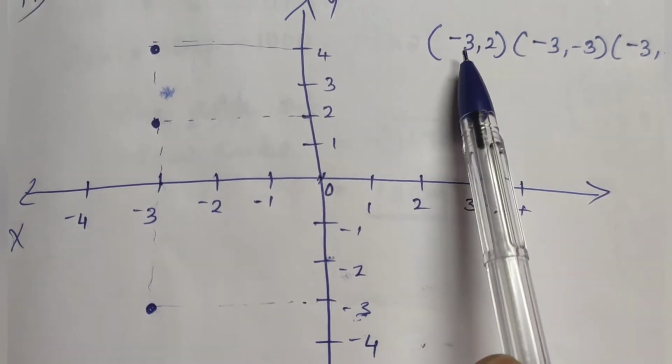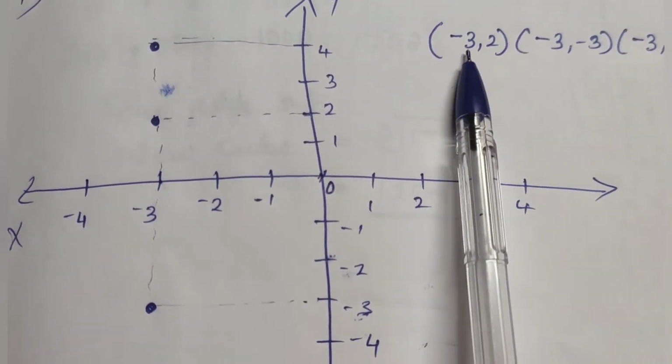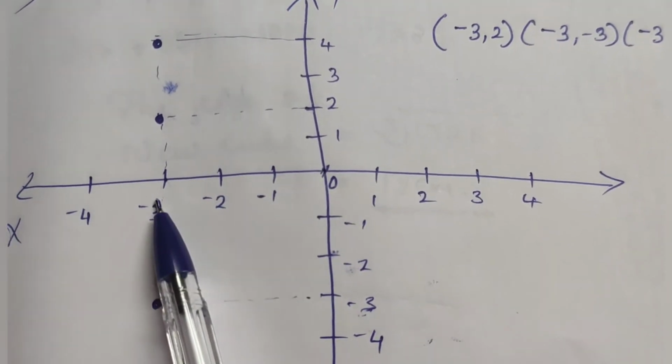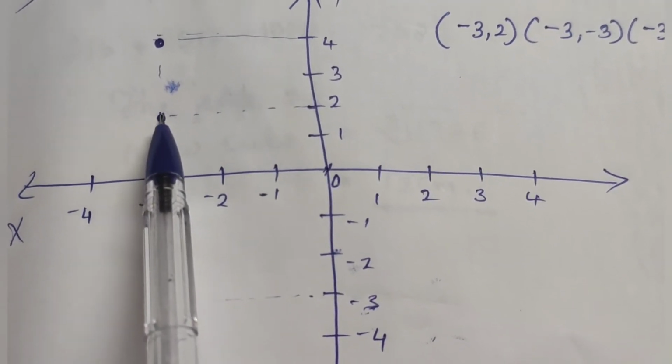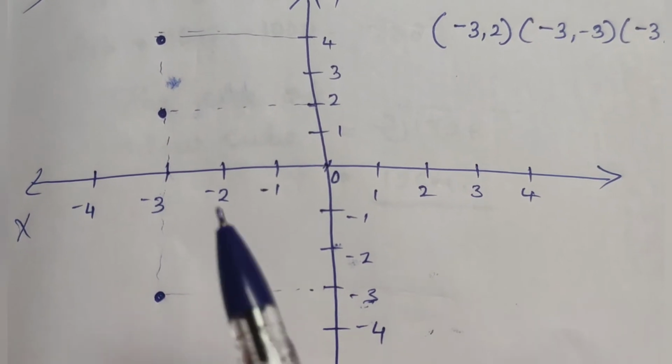See, now I need to plot minus 3, 2. Minus 3 on the x-axis and 2 on the y-axis. This is the point, the first point. Second point, minus 3, 3, minus 3.